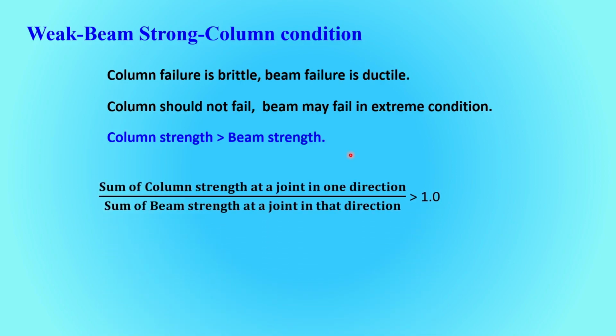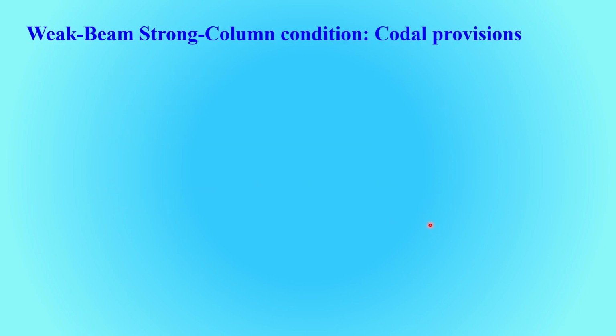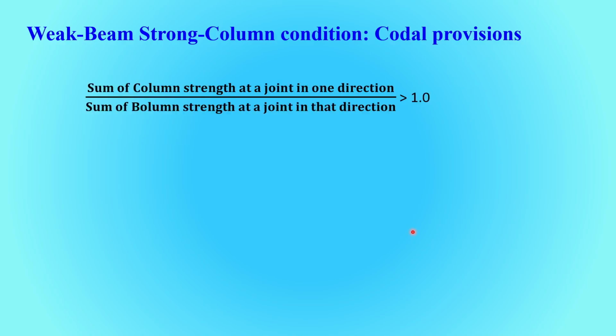So columns are generally more than one, at the upper story and then lower story. So we can write it like this: the sum of the column strength at a joint in one direction divided by the sum of the beam strength at that joint in that direction should be greater than 1. That is, the column strength is higher than the beam strength, and then columns will not fail. So this condition we have just seen, let us now write it in mathematical format. The summation of MC limiting divided by summation of MB limiting should be greater than 1.0, so that the columns are not failing.